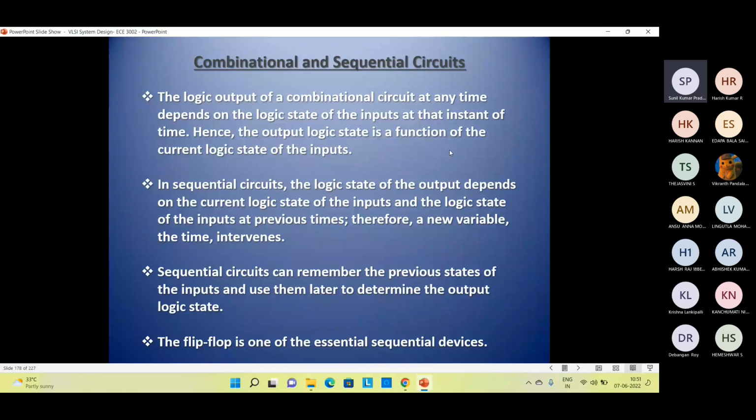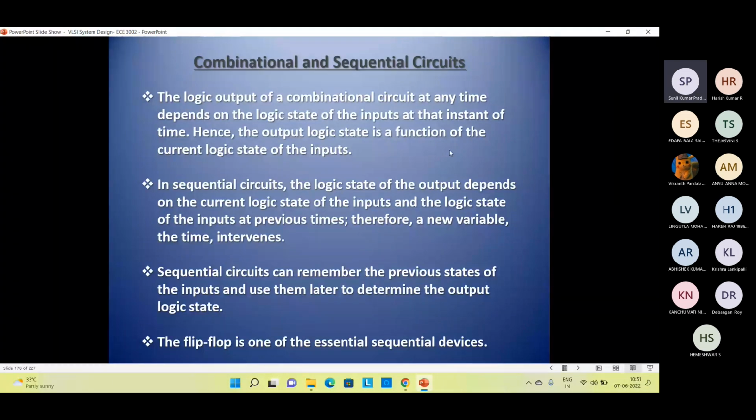If you want to know the difference between combinational and sequential circuits, the main thing is that sequential circuits can remember the previous states of their input and use them to determine the output logic state. But in the combinational circuit, there are no such memory elements, which makes it different. Combinational circuits don't have any memory element, whereas sequential circuits do. So if you find the difference between combinational and sequential circuits, we can determine accordingly.